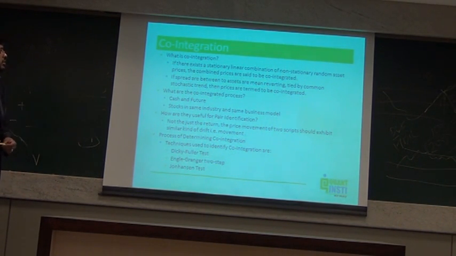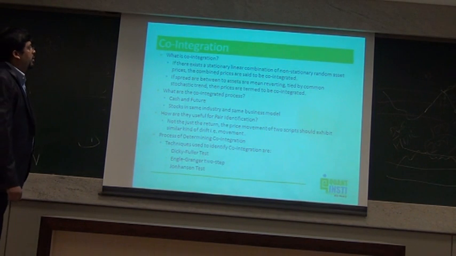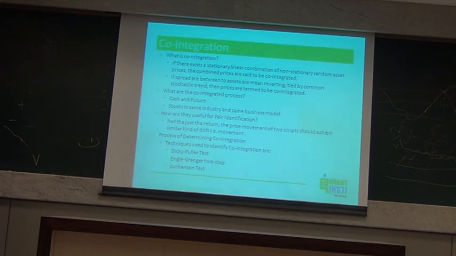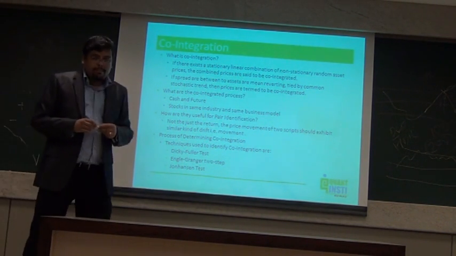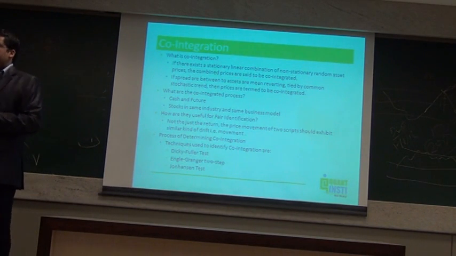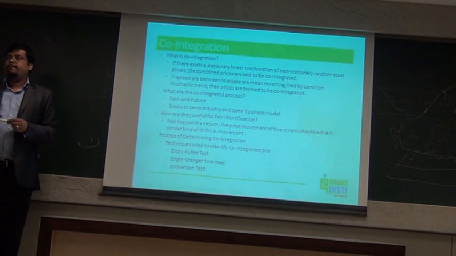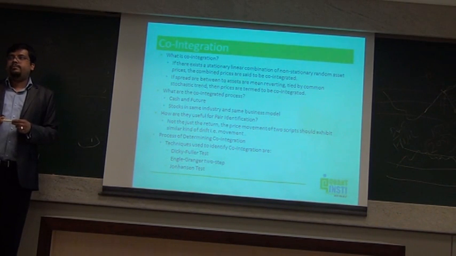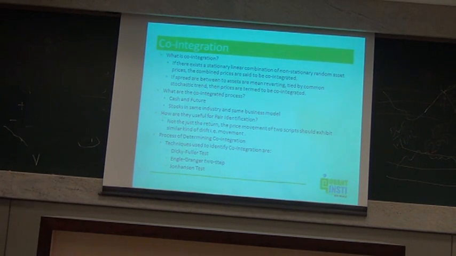So, what is cointegration? If there exists a stationary linear combination of non-stationary random asset prices, the combined prices are said to be cointegrated. Okay? He was giving the example of a man and a dog. Can you repeat the full example please? Two stocks are said to be cointegrated if one is looked at as a man and the other as a dog, and they have a leash between them. So basically it will revert back to a particular mean, despite them diverging.